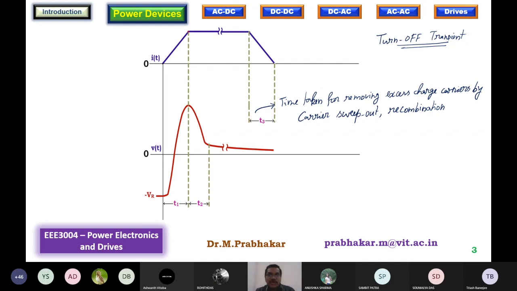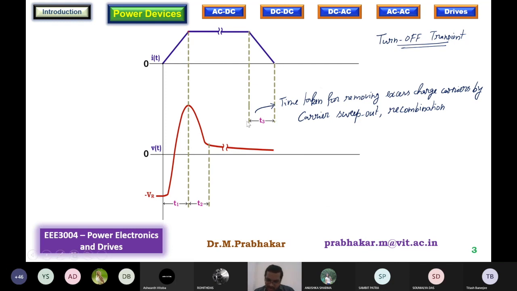Therefore, the voltage drop across the N minus layer will still be negligible. Therefore, the voltage across this is negligible. Because we have removed excess charge carriers, the current through the diode comes to and stays at 0. The moment there is no excess charge carrier, current will be 0. But does the process stop now? The answer is no, because reverse bias means the diode should be able to block, should be able to withstand reverse voltage.